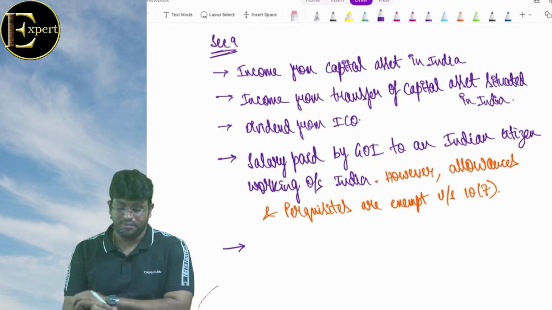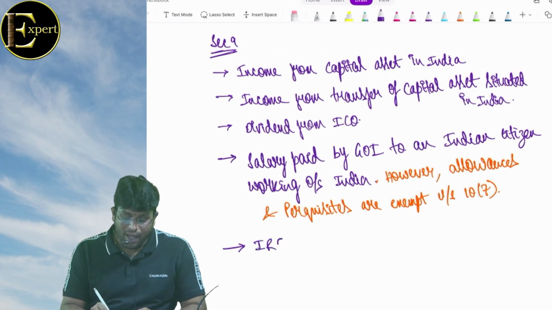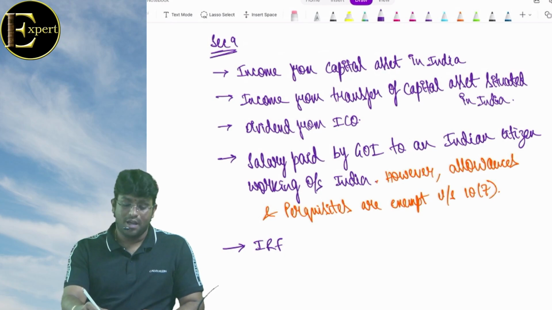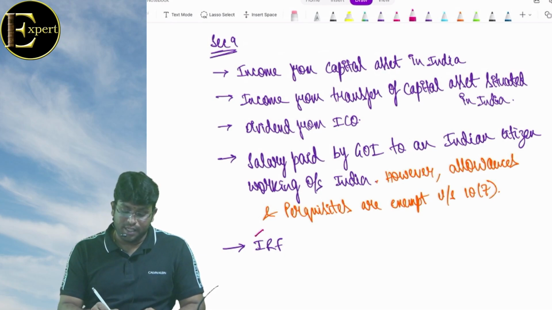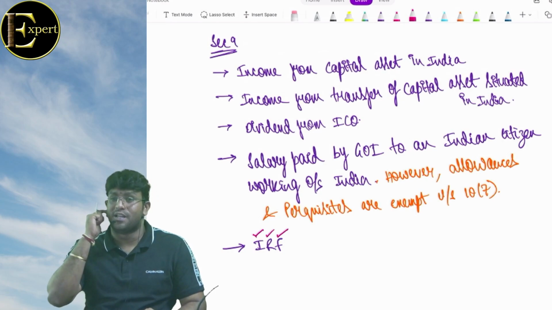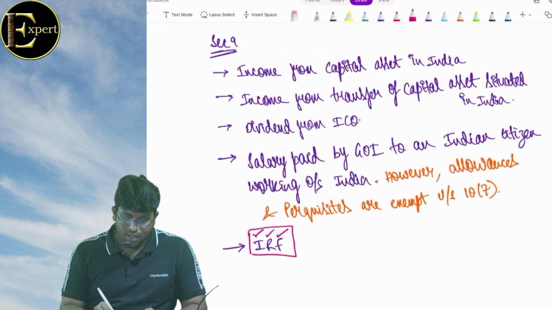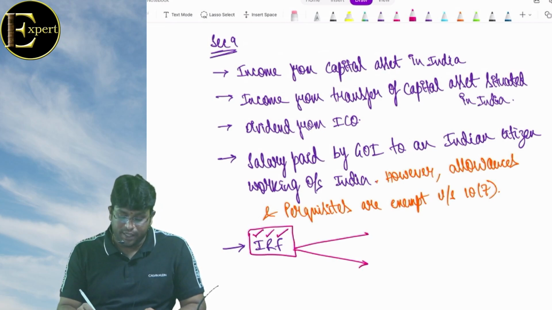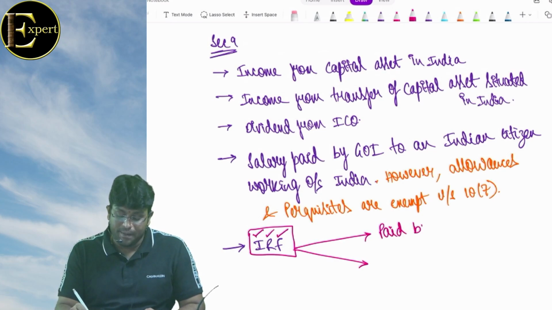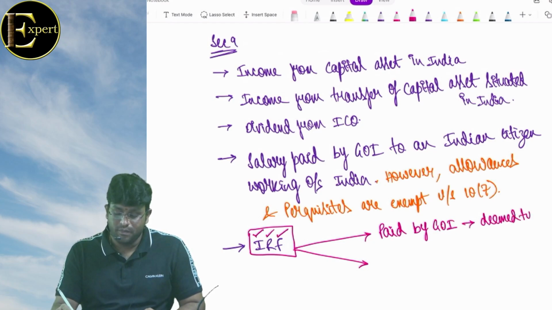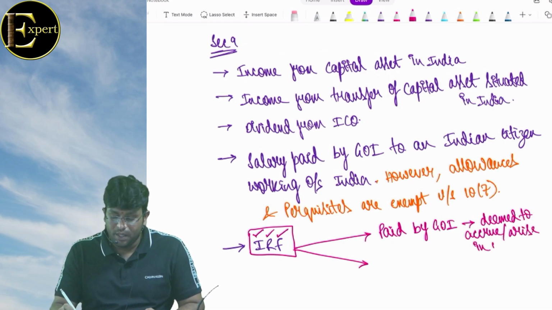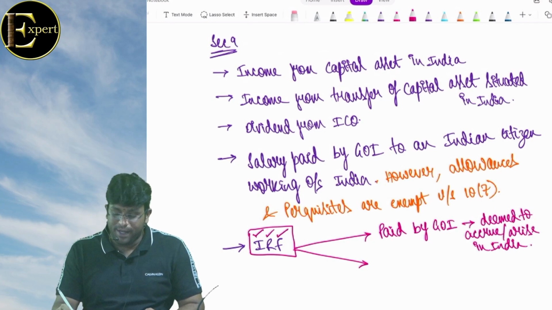Next point. IRF. What is that word I wrote, sir? Interest, royalty, fees for technical services. Understood? What is IRF? Interest, royalty, fees for technical services. Simple line. If it is paid by Government of India, paid by what, beta? It is deemed to accrue or arise in India. If it is paid by Government of India, it is deemed to accrue in India.